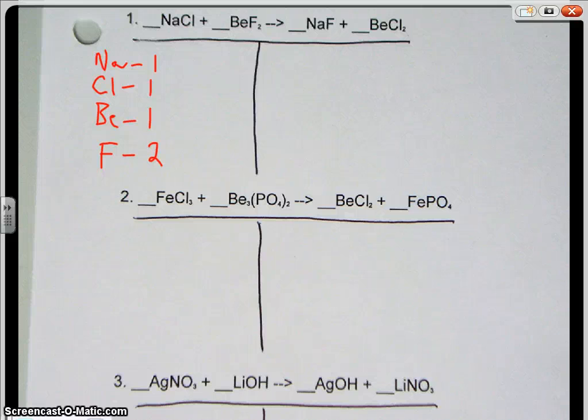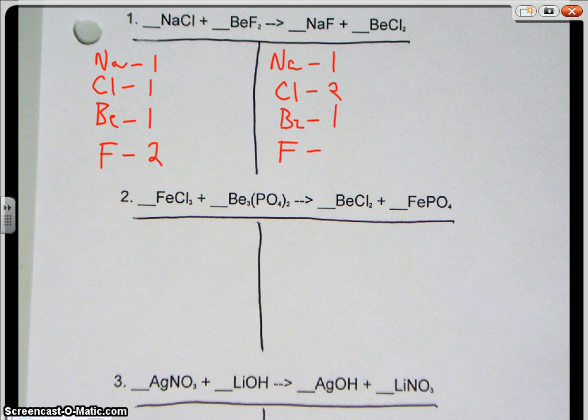So we come over here and we go Na sodium is 1, chlorine is 2, beryllium is 1, and our last one is fluorine, and it is 1. Okay? Now remember, we have to use coefficients. Those are big whole numbers that are in the front. Alright? So, let's take a look. What is already balanced? Well, we look at sodium. Sodium is already balanced on each side. Okay? Chlorine is not. Beryllium is.